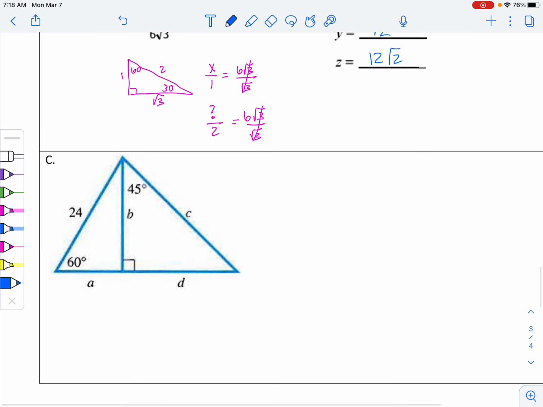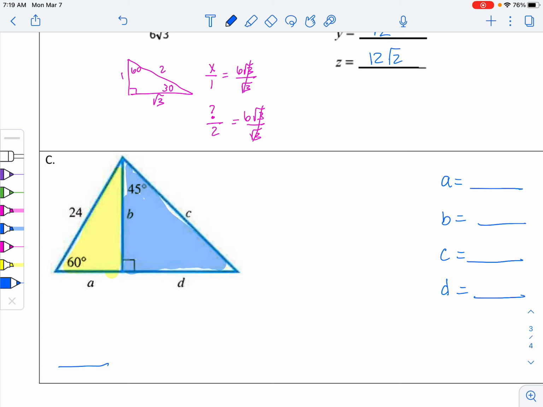And last but not least, we've got our 30, 60, 90 triangle. It has that 24 on it. And we have our 45, 45, 90. And we need to solve for all those letters. So let's write them down. We need to solve for side A, side B, side C, and side D. That side B, that's the reflexive side. We did that in the previous two problems.